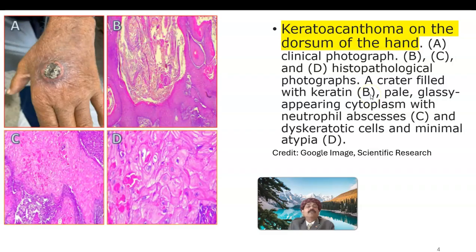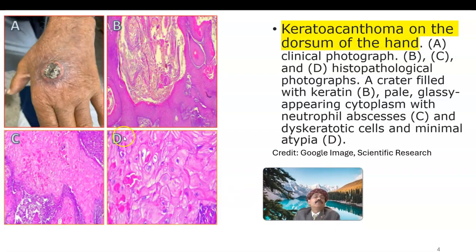and histopathological photographs B, C, D. A crater filled with keratin, pale glassy appearance of cytoplasm with neutrophil abscesses in C, and dyskeratotic cells and minimal atypia in D. So these are the features. Like a volcano, a crater, keratin here, rapid growth, then usually regresses.